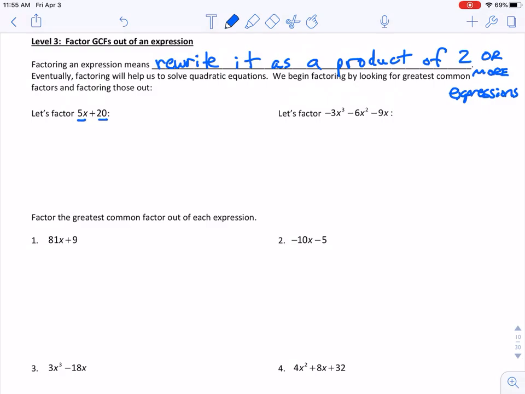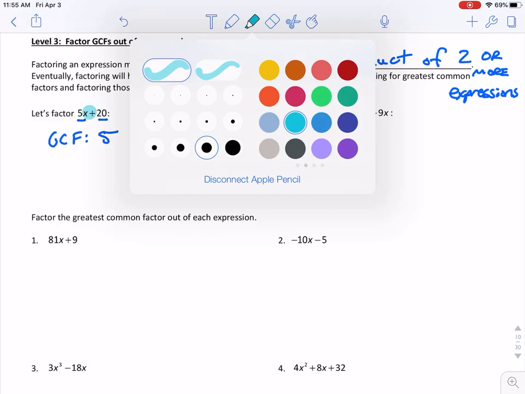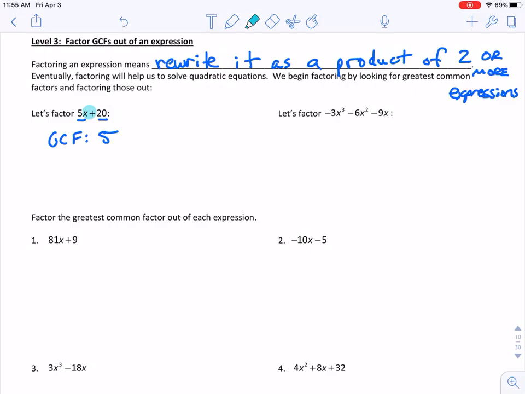So you think back to what we've been doing. Find the greatest number that divides 5 and 20, or that goes into 5 and 20. And that would be 5. So the GCF for the numbers 5 and 20 is 5. Now, there's an x here, but not an x over in the second term. So there's no x that we can take out. So GCF is 5, just 5.